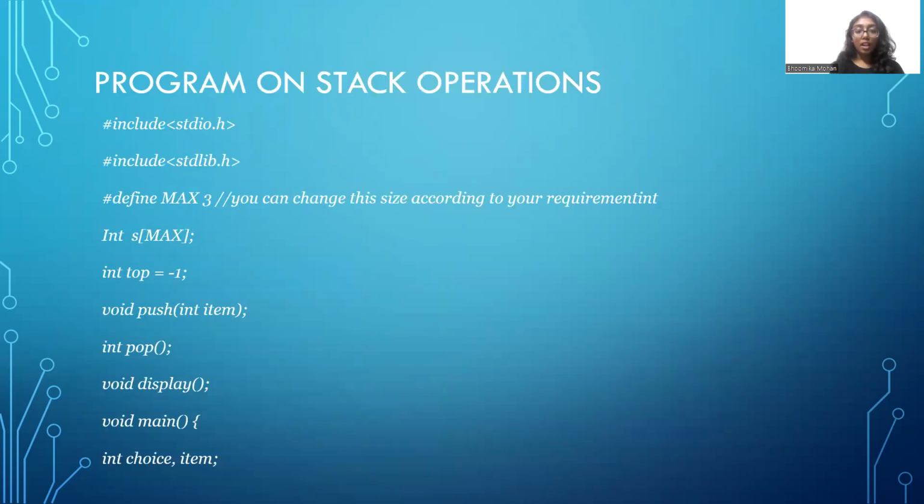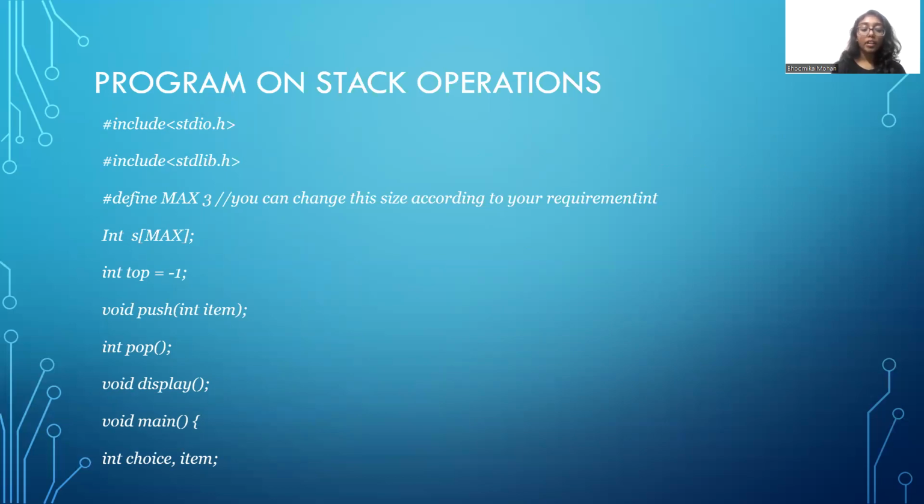Program on stack operations, here is an example for it. Here it says include stdio.h, include stdlib.h, and we are defining max as 3, that is hash define max 3. You can change the size according to your requirement. Int s of max, int top equals -1, void push int item, int pop, void display, void main.